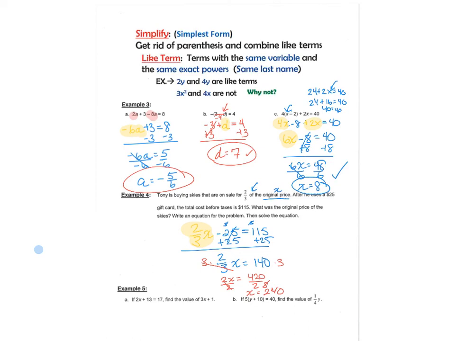Okay, for example 5, I can barely see it. It's squished down here. If 2x plus 13 equals 17, find the value of 3x plus 1. Well, we need to know what x is first in order to find the value of anything. So let's solve for x first. So I'm going to highlight my 2x. To get rid of the plus 13, I'm going to subtract 13 from both sides. I get 2x equals 4. To get x by itself now, to get rid of multiplication of 2, I'm going to divide both sides by 2. And x is 2. So now that I know that x is 2, if I plug the 2 in right here, I would get 3 times 2 is 6 plus 1 is 7.